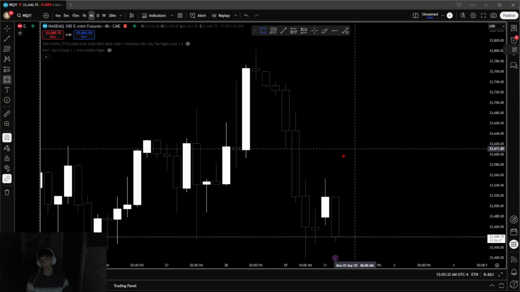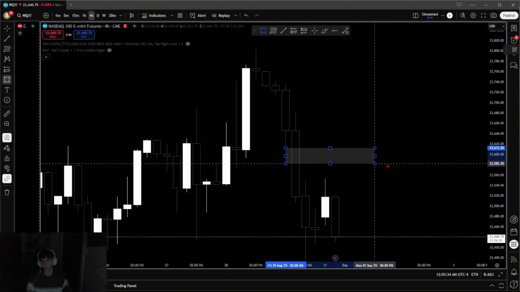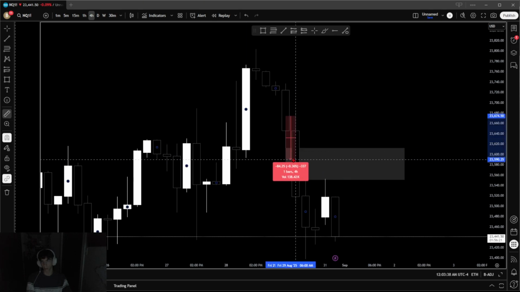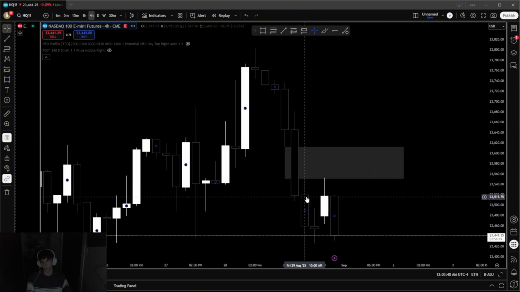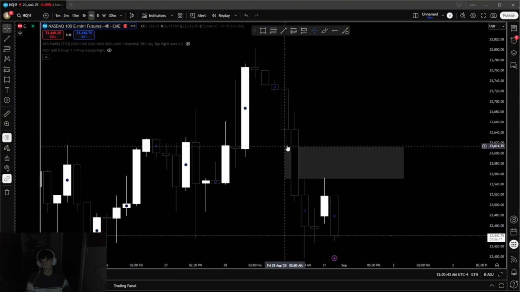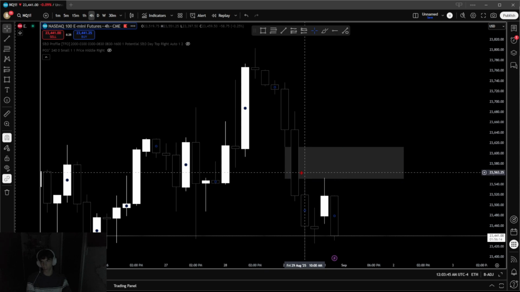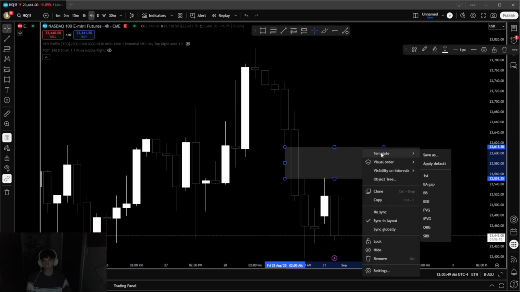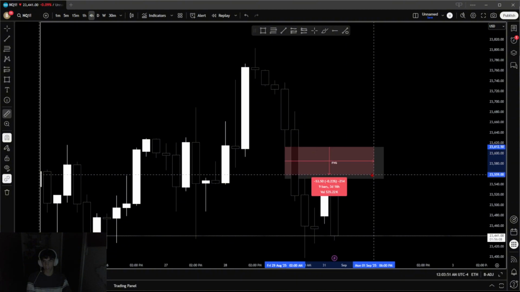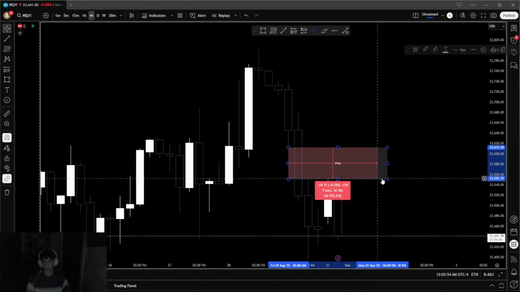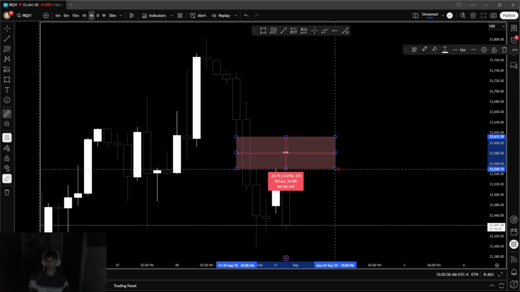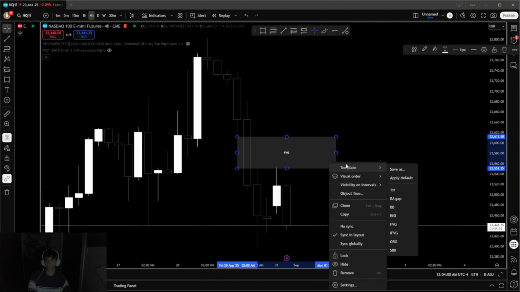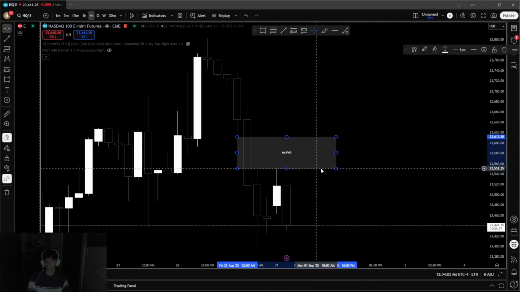So another example: top of this wick, or bottom of the wick, top of this third candle wick. Candle 1, candle 2, candle 3. Candle 1 is the bottom of the wick, candle 3 top of the wick. That is a fair value gap, and this is the fair value gap template that I use. It's just clean, gives straight to the point on what this rectangular box is because it is a fair value gap.